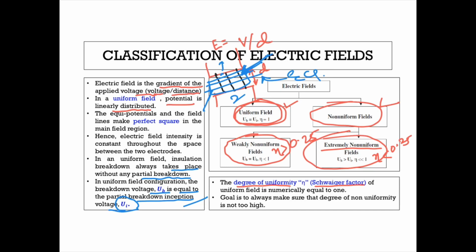So our goal is to make sure that the electric field between two electrodes is uniform and the degree of non-uniformity is not too high. That will ensure that the dielectric medium between the two electrodes in high voltage equipment will not get damaged due to large electric field. So always during the design it is ensured that the electric field is well below the dielectric strength or the breakdown strength of high voltage equipment.